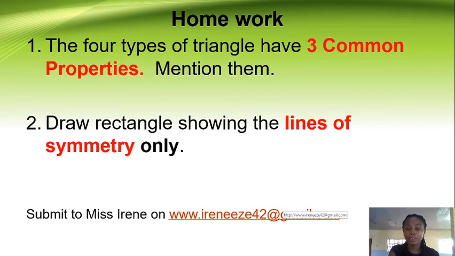Okay, we have come to the end of the class today. So we have our homework. Let me help you with a guide. The first question says, the four types of triangle have three common properties. What are these common properties? Meaning we have some properties that all the triangles have. So mention these properties. Then the next thing, kindly draw a rectangle showing the lines of symmetry only. You are going to show me only lines of symmetry, very neat. And submit to Miss Irene on the email address given.